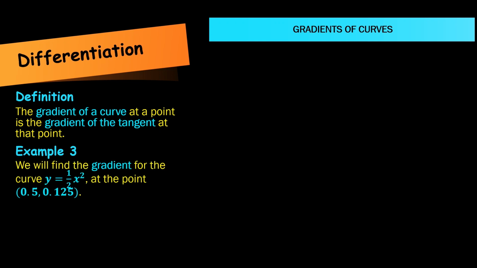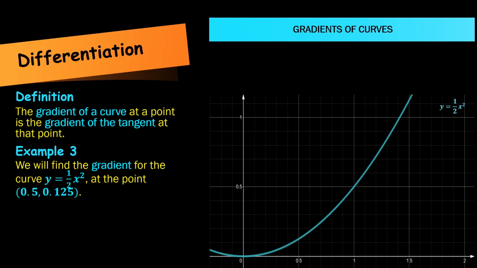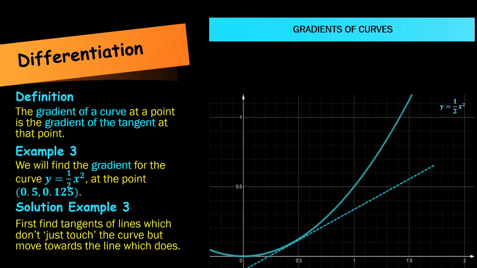Let's take a look at another example. We will find the gradient for the curve y equals a half x squared at the point 0.5, 0.125. So here's the curve, and here's the line or the tangent just touching the curve at the point 0.5, 0.125. Let's solve this. So we first find the gradients of lines which don't just touch the curve, but move towards the line which does.